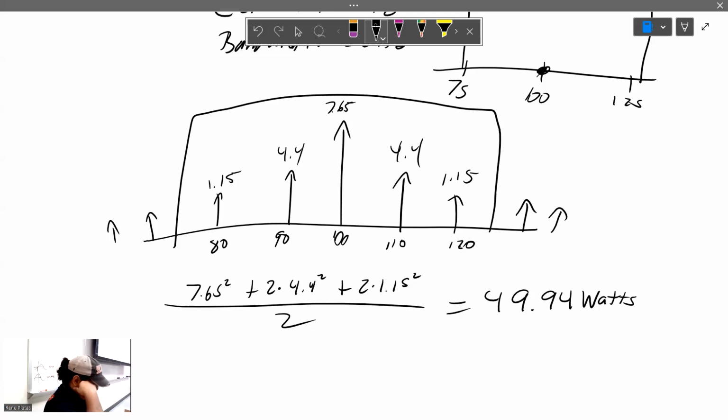Well, yeah, that 2.2 times... Oh, it's because there's two 4.4s and there's two 1.15s. You use the Bessel chart when you have a beta value that is not much less than 1. That means it's a wide band signal.